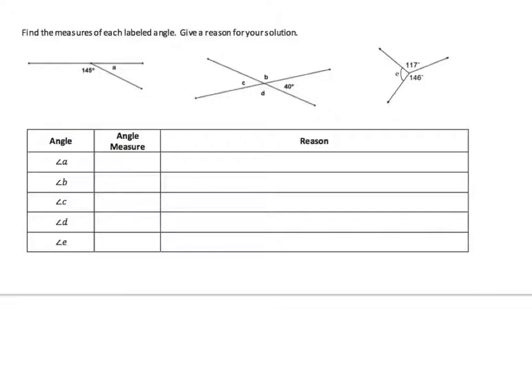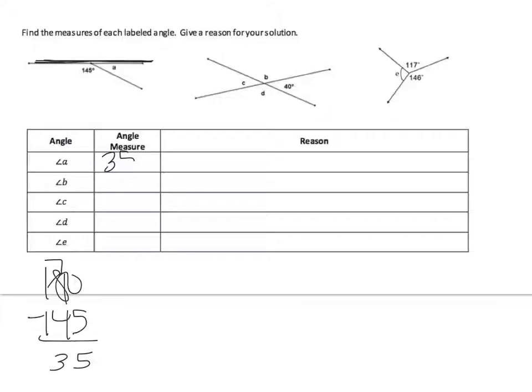Okay, first of all, angle A. It's a linear pair, it's supplementary, so we're going to go with 180 minus 145, 35 degrees. My reason is linear pairs. Spelling is important. Let's do it again. Linear pairs are supplementary.